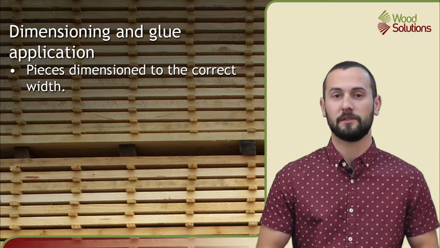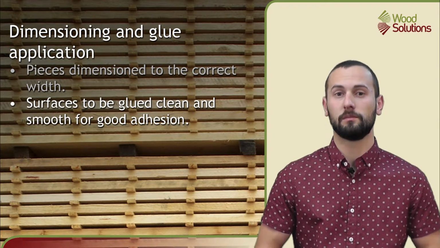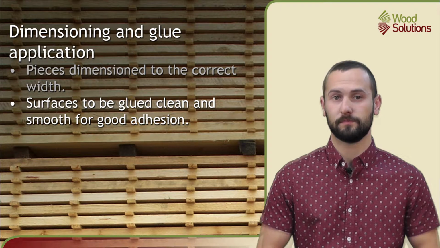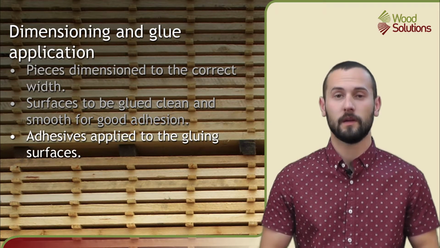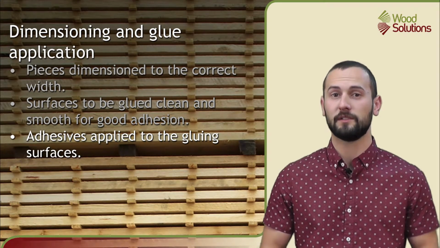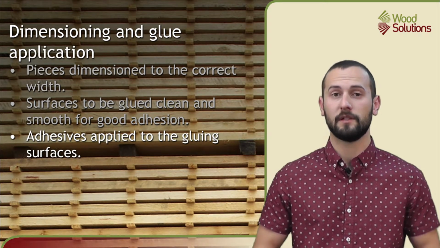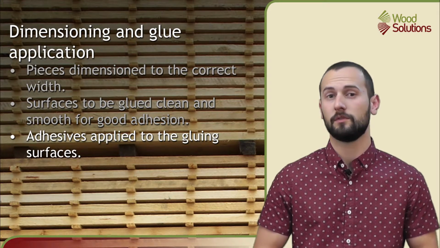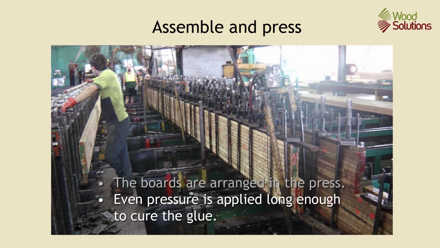The laminates are dimensioned to the correct width for the product, with the surfaces to be glued planed, cleaned and smooth. The adhesive is then applied to the gluing surfaces. Glue spreaders are then used to apply the adhesive evenly to the faces of the timber at the right temperature and conditions. A range of different adhesives are used to make glulam. The boards are then arranged in the press. Even pressure is then applied for sufficient time for the glue to cure.